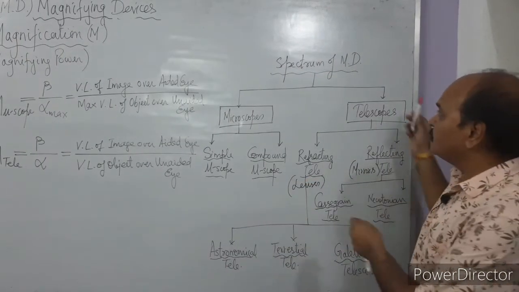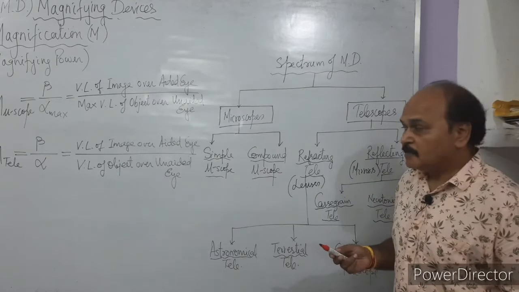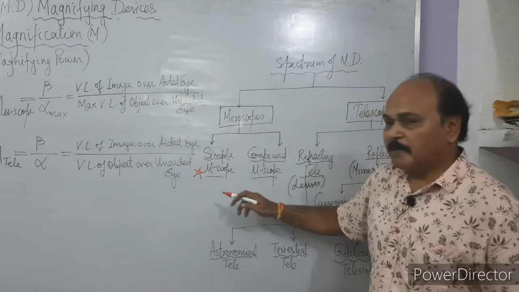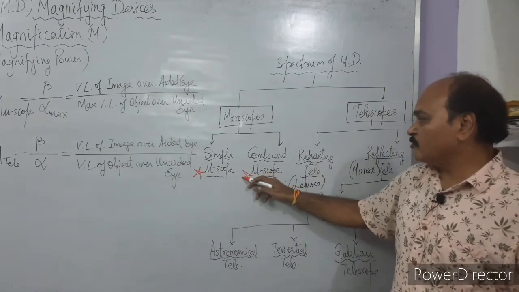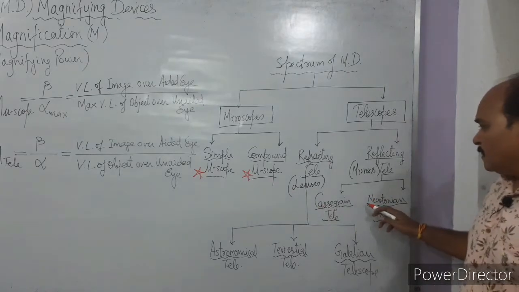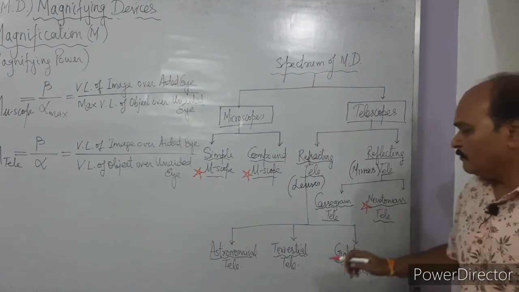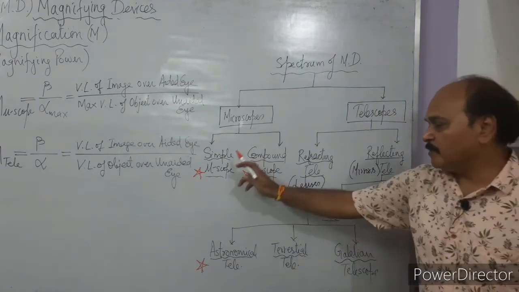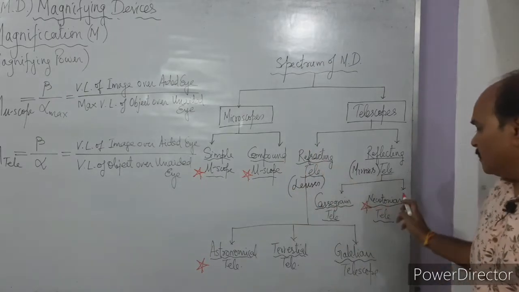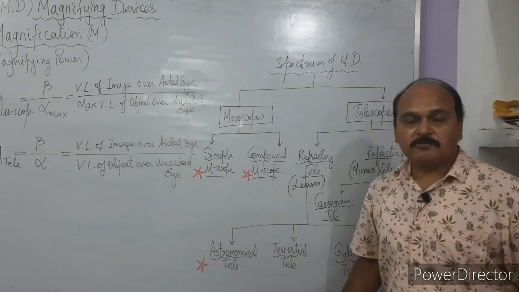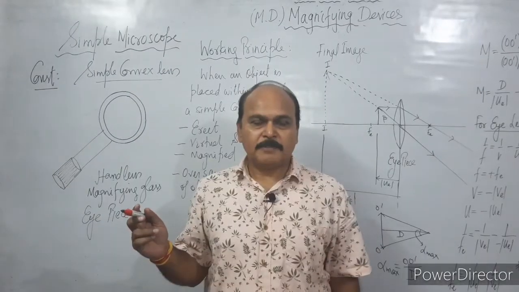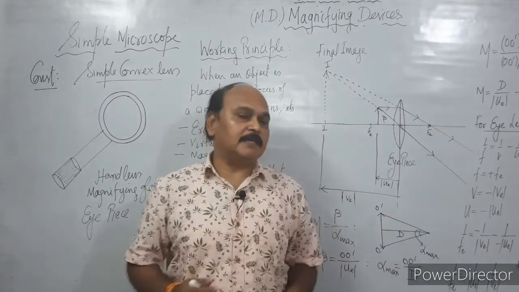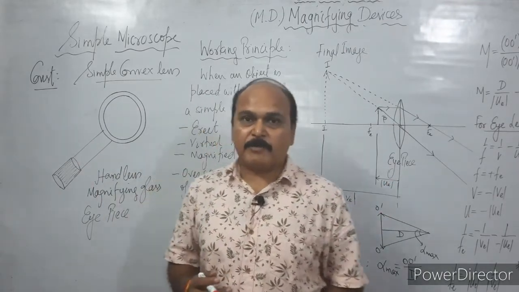So, out of all these magnifying devices, the magnifying devices which we are going to study are what? This. We will study simple microscope, we will study compound microscope, and then we will study Newtonian telescope, and we will study astronomical telescope. So, only these four magnifying devices, simple microscope, compound microscope, Newtonian telescope and astronomical telescope, we will study in detail.